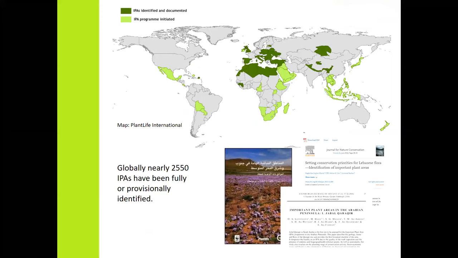So the approach was developed by Plantlife International, and the criteria for important plant areas first published in 2001. It's since been used extensively, particularly across Europe, the Middle East and Africa. In the Middle East, this includes a publication identifying IPAs in the Mediterranean areas, significant work in Lebanon, and a long-term program by the Saudi Wildlife Authority. There's now a number of other national IPA programs being developed in Arabia.